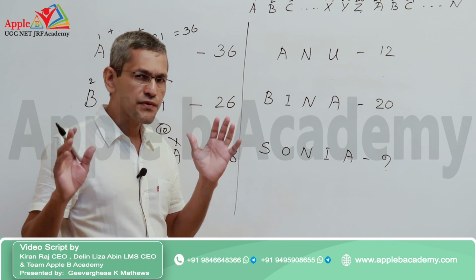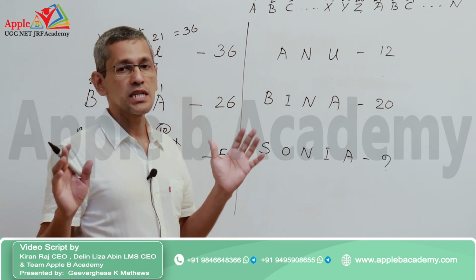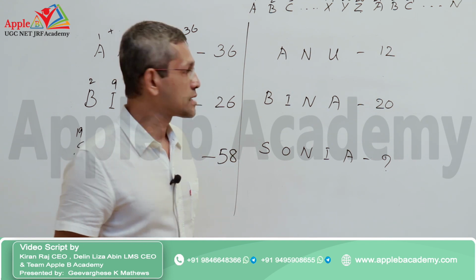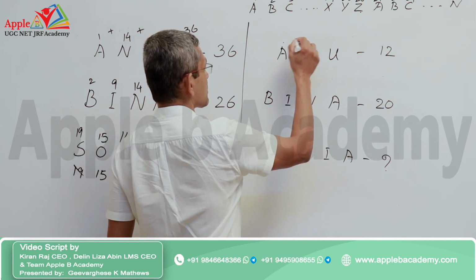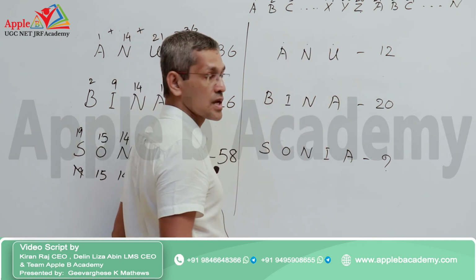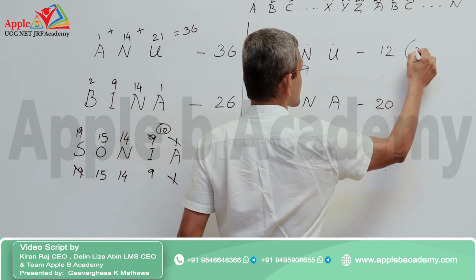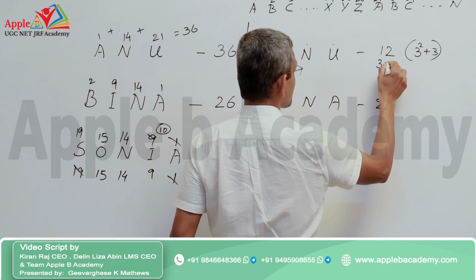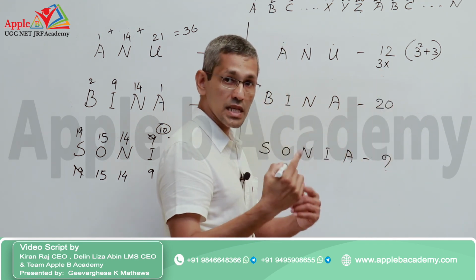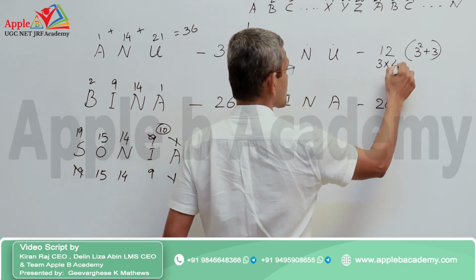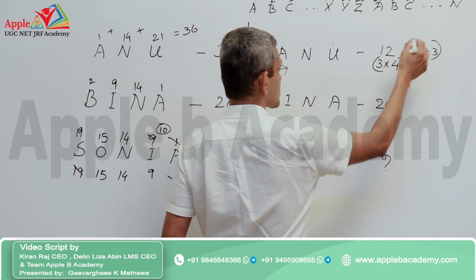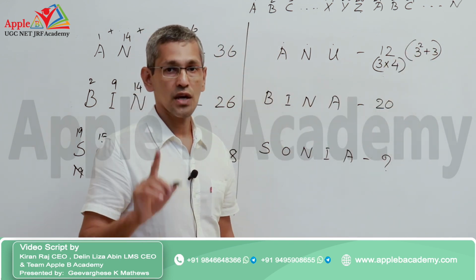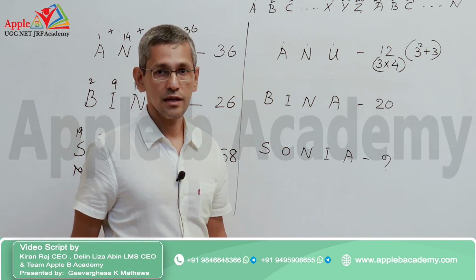What else? I'm pretty sure some of you have the pattern in your mind. What kind of pattern? We have 3 letters here. So we take it as 3 square plus 3, or 3 into the next number, which is 4. 3 into 4 is 12, or 3 square plus 3. Why 3? 3 letters. So we are not really taking the position values here.